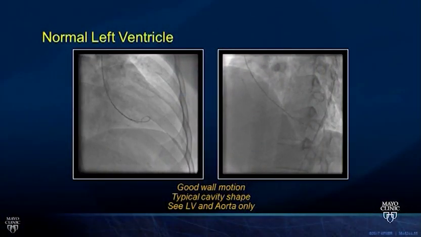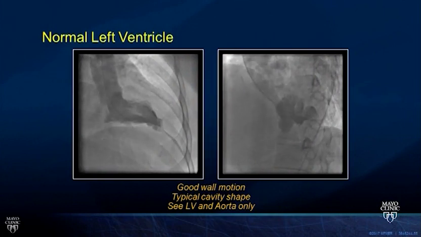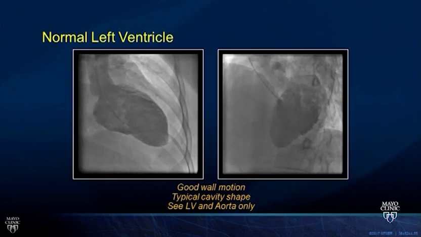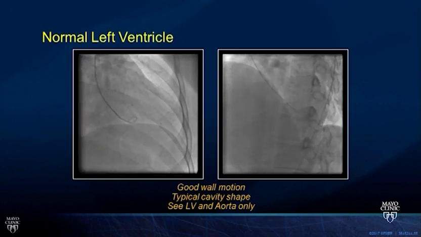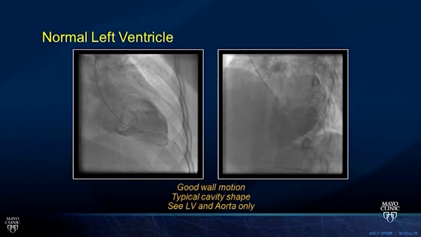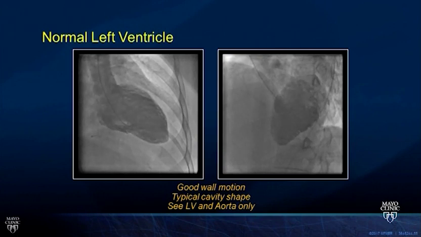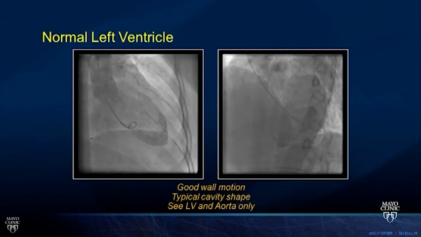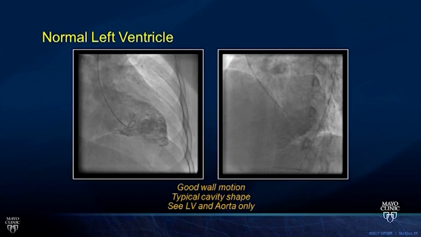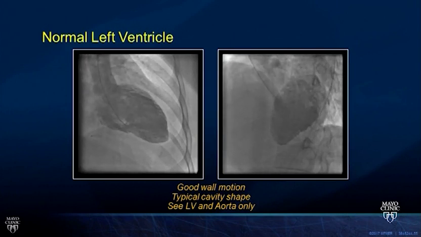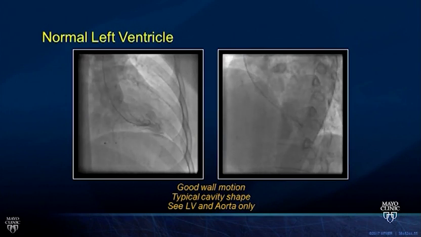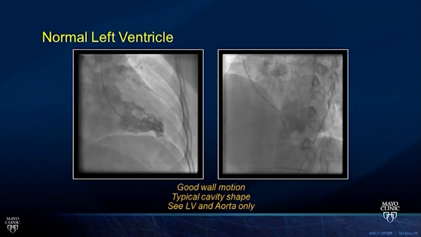So here's an example of a normal left ventriculogram. We typically do biplane left ventriculograms, and that really helps us see as much of the myocardial walls as possible. You can see this patient has good wall motion, and they have a typical cavity shape in systole and diastole. And one of the key things is that you should only see the left ventricle and the aorta when you do an LV-gram.